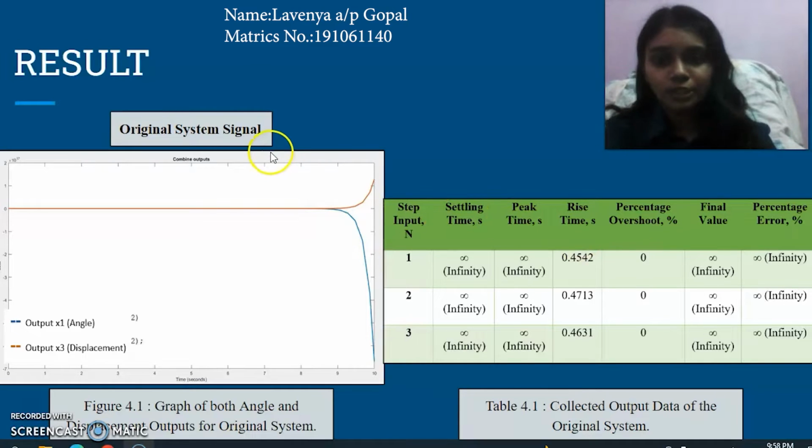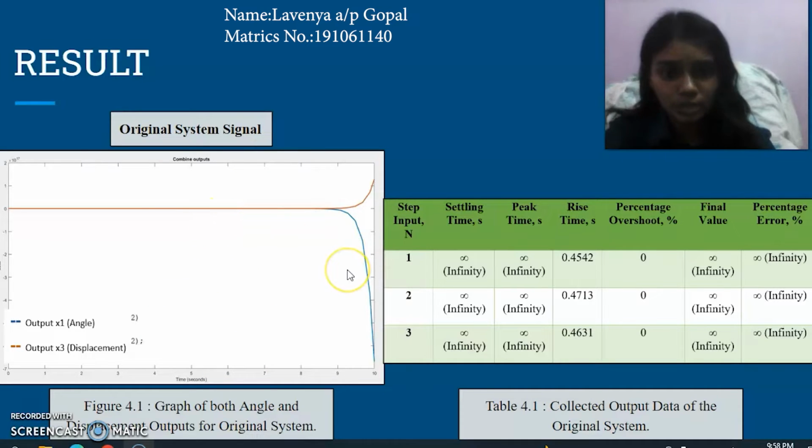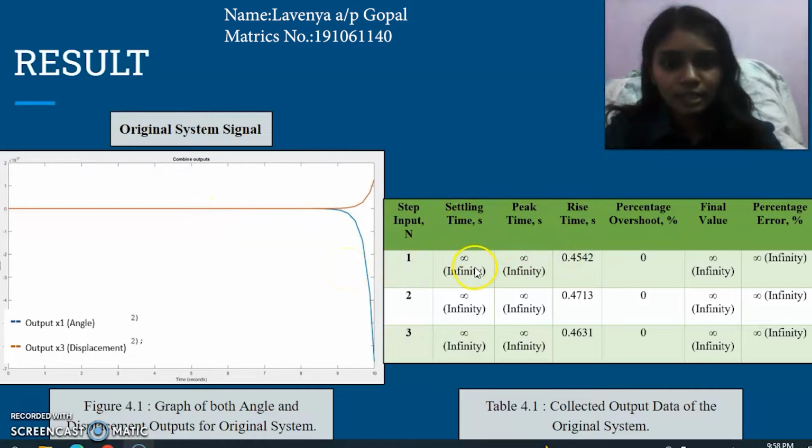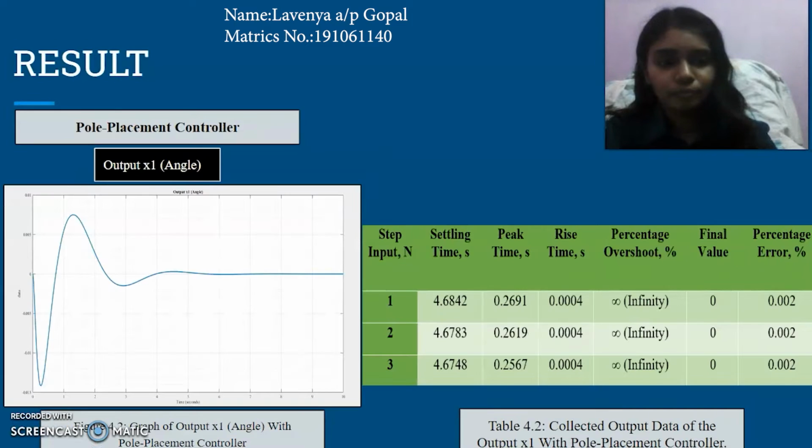Okay, so today I'm going to present the results that we have obtained from our mini project. So this is our original system signal, as you can see. This is the graph of both angle and displacement outputs for the original system. As you can see here, we have the settling time, which is infinity, peak time infinity, rise time, percentage overshoot, which is 0%, final value is infinity, and the percentage error is also infinity.